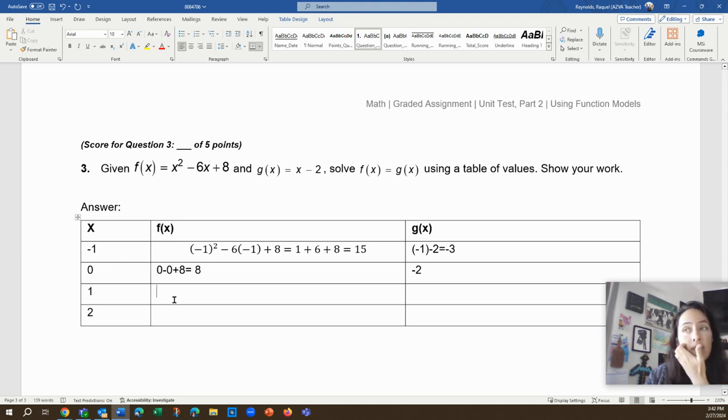Okay, 1, let's plug in 1. Okay, 1 squared is 1 plus or minus 6 times 1, well, that's just -6 plus 8. That is equal to 1 minus 6 is -5. -5 plus 8 is 3. And you can use a calculator. Over here, we have 1 minus 2, and that is equal to -1. Okay. Well, we're getting closer. We know we're going, see how it's going, -3, -2, -1. We're getting closer to where they're equal.